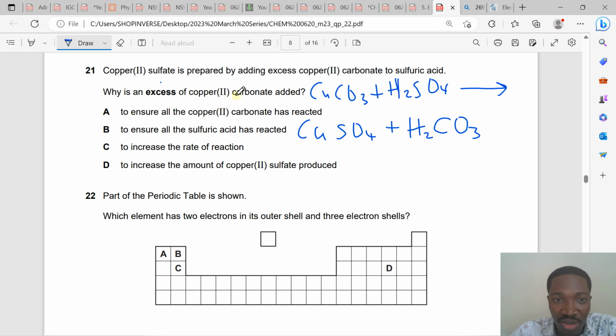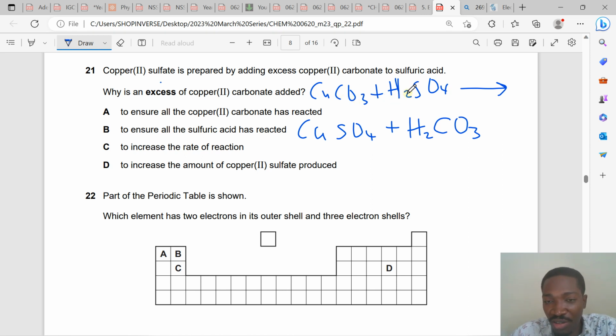So why is excess copper 2 carbonate added? Why don't you just add the exact amount of the reactants we need? Why do you have to add excess? It's because in reality, not all of the reactants are consumed, so some will be left behind. In order to ensure all of the acid is consumed, we add excess carbonate, so that all of the acid ends up being used up. Good.